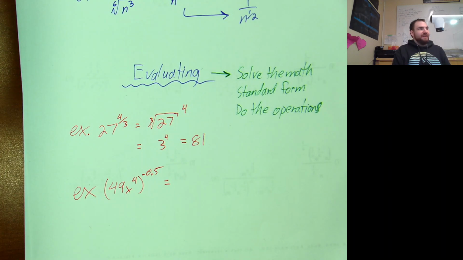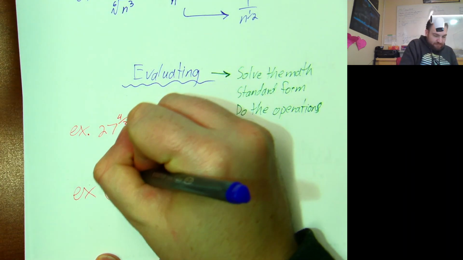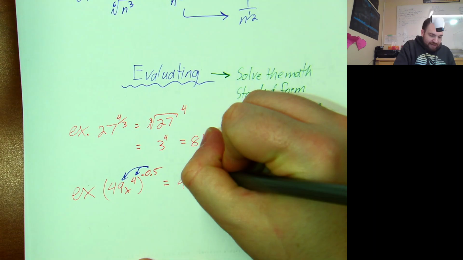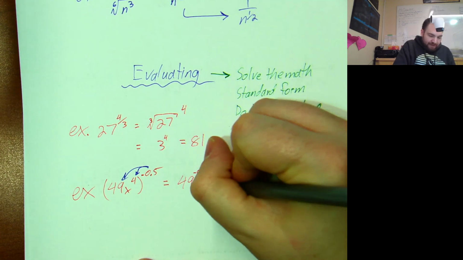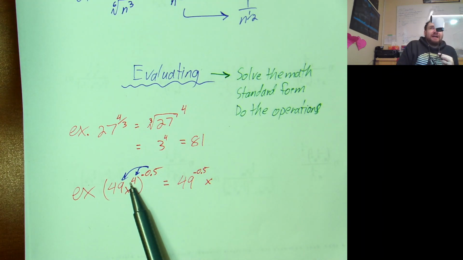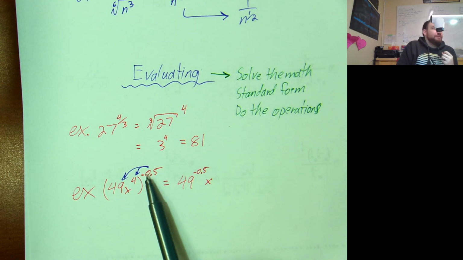What do you want me to do with the 0.5? Distribute, okay? That is a better first step. That is a negative 0.5, yeah. So that's going to be 49 to the negative 0.5. What's 4 times negative 0.5? No, this is still Gavin's, because this is still his operation. What is 4 times negative 0.5? It's negative 2, good.